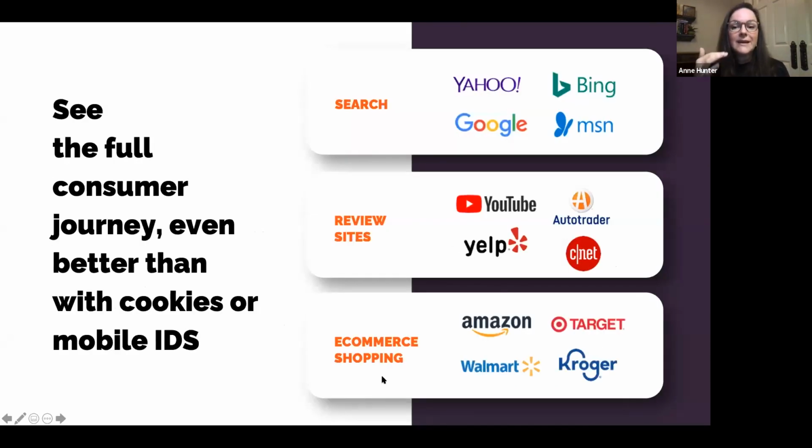Now, you can get detailed data because, again, consumers are sharing everything that you can't get with cookies and mobile IDs. For example, search across all of the major search engines, reviews, understanding how people are engaging with your product and what they're looking up, and e-commerce.